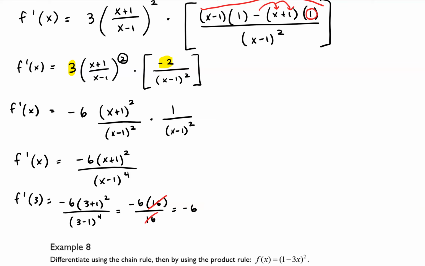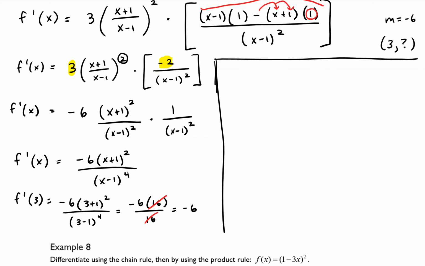Now what we need to do is figure out what the ordered pair is that goes through this line. So we know for our ordered pair, the x value is 3. So we have 3, we have the slope is negative 6, and we have the ordered pair is 3 comma something. And the way that we figure out what that something is, we plug 3 into the original function. I have a lot of writing here, so I'm going to section this off.